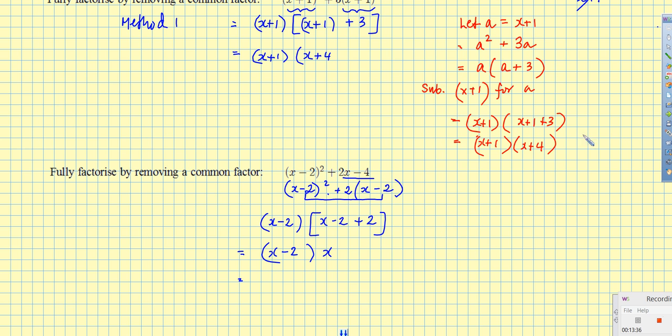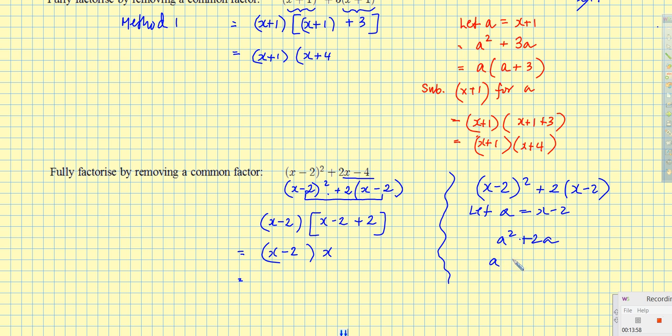Now, again, if I were to do this question using substitution, then I would have gotten to this portion here, x minus 2 all squared plus 2 times x minus 2. I would have said let a, or let any other letter, equal x minus 2. And therefore I would have had a squared plus 2a, and that's a bracket a plus 2, where a now is going to be replaced with x minus 2, so it's x minus 2 times x minus 2 plus 2. And there we have, again, x minus 2 times x. And we're done.